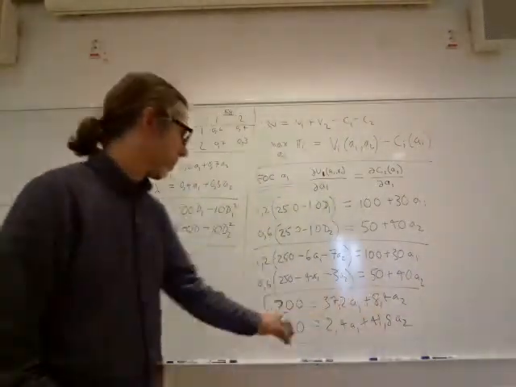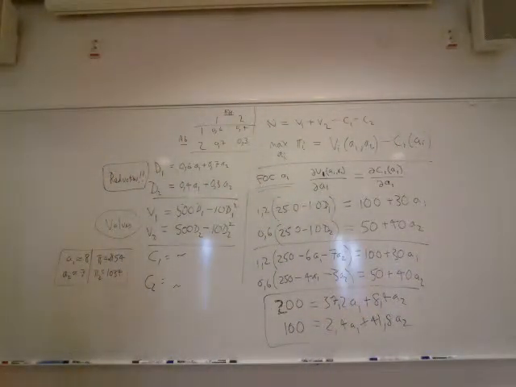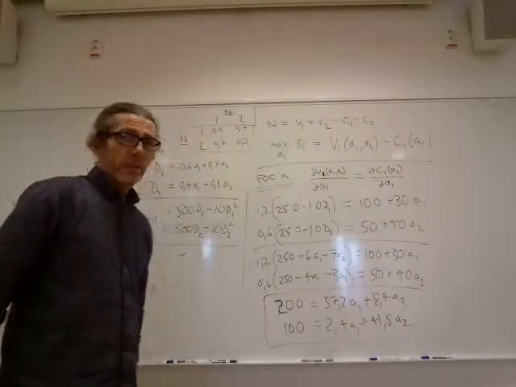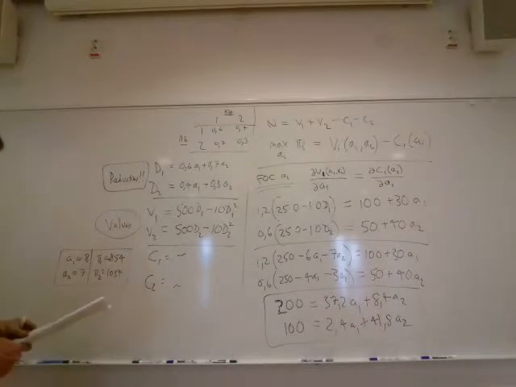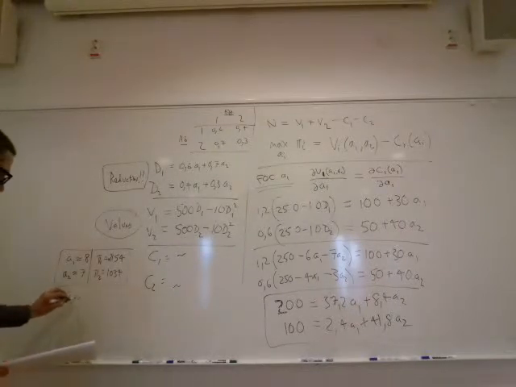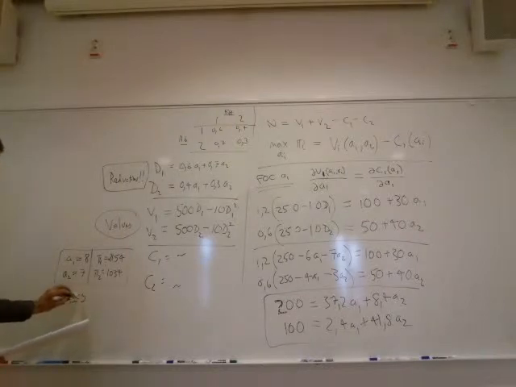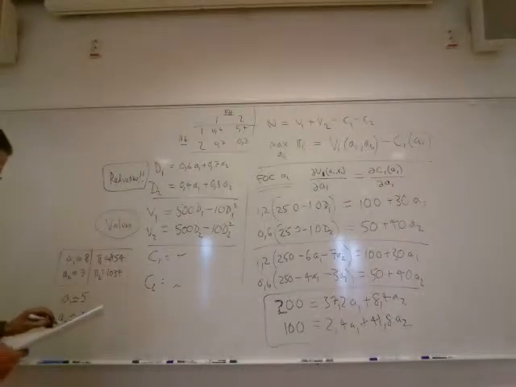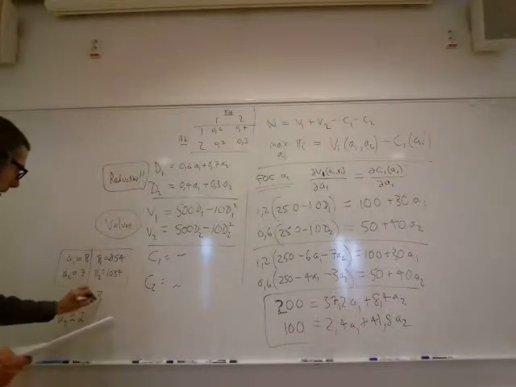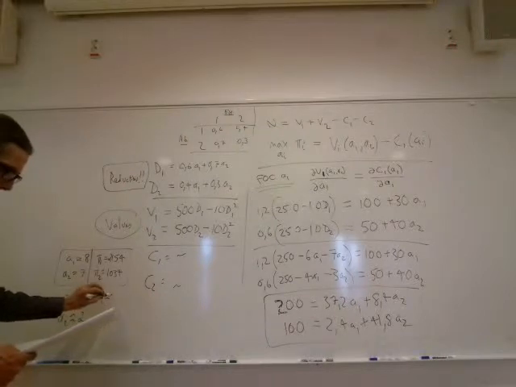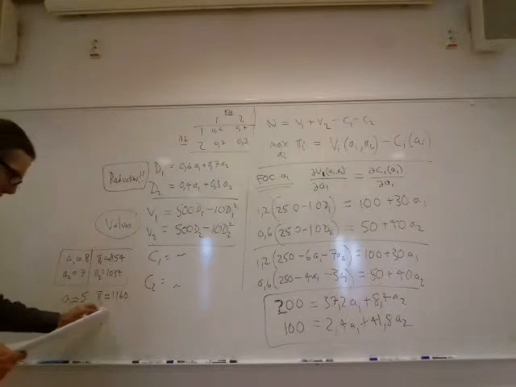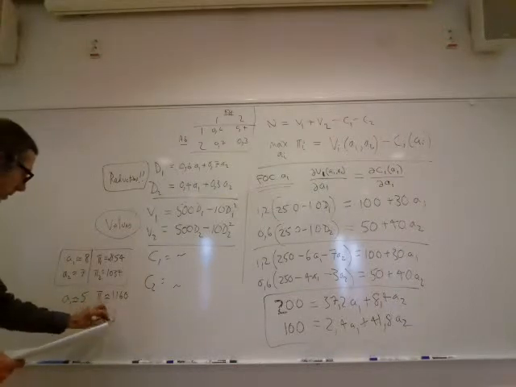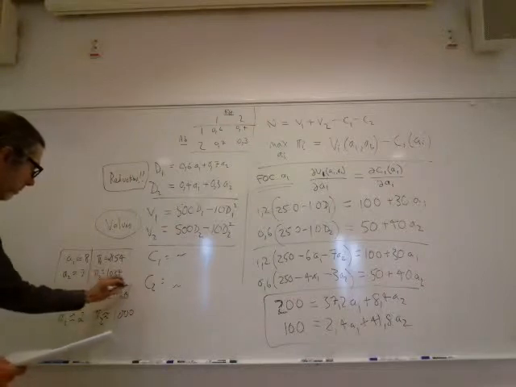And we can straightforwardly solve this. It's a bit messy, of course, but then we end up with A1 is about 5, A2 is about 2, pi 1 is about 1160, pi 2 is about 1,000.